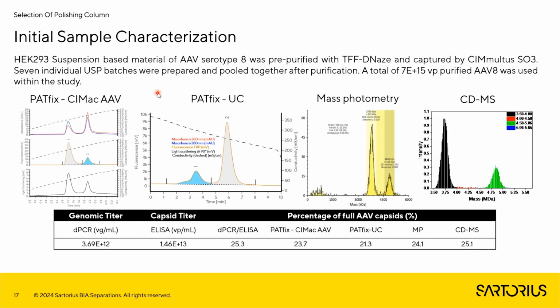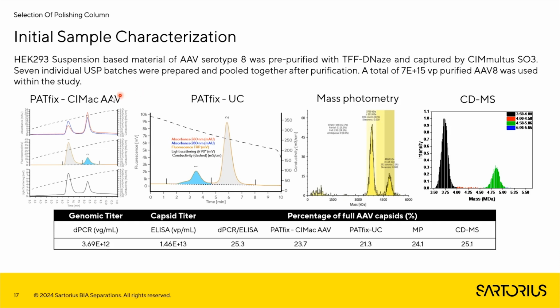And it is HEK 293 suspension-based AAV8 serotype, which was pre-purified with TFF, coupled with DNase and captured by our CIMmultus SO3 column. Because as said, we wanted to have the entire same batch for testing from screening up to the scale up, we prepared 7 individual upstreams, which were then also followed by the mentioned downstream. And in the end, we totaled 7 E15 vector particles of, let's call it, purified but not enriched AAV.